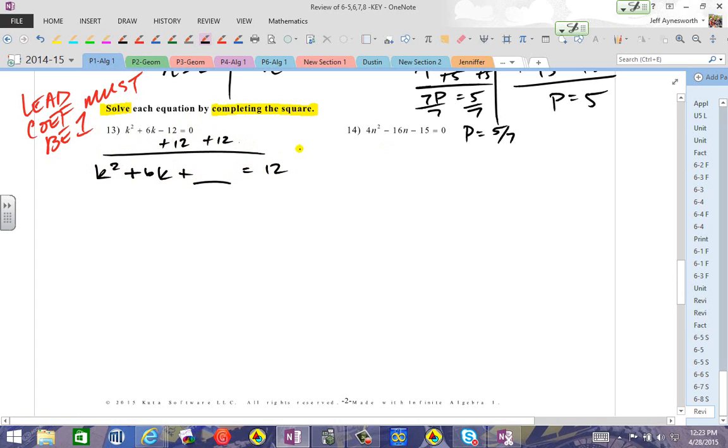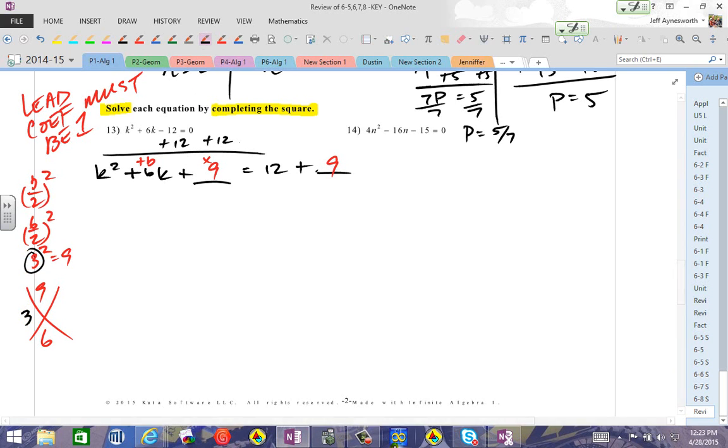Now here's where the completing the square comes in. I got to take b divided by 2 and square it. b is 6, so what's 6 divided by 2 squared? 3 squared equals 9. So I'm going to need to add 9 to both sides. And then I play the factor game. What two numbers multiply to 9 and add to 6? Well, that's easy, right? Two numbers that multiply to 9 are 3 and 3, and they add to 6.